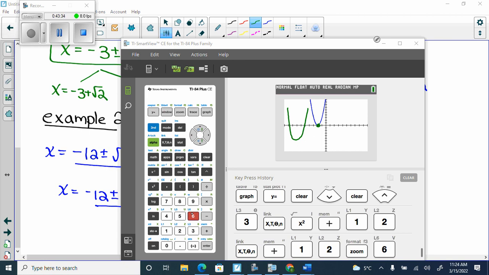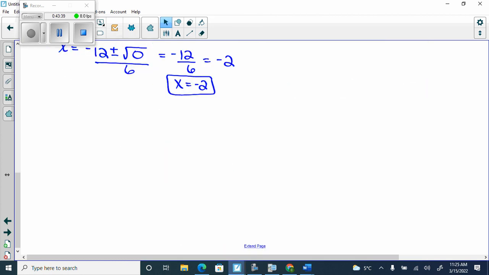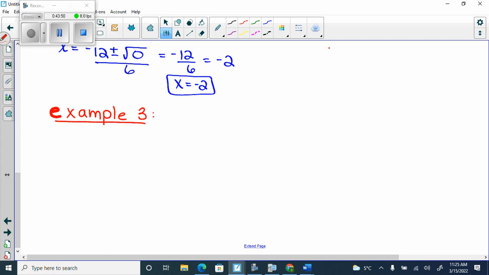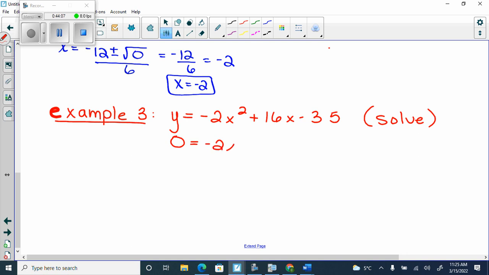Okay, let's talk about the last option we could have. You're going to try this one. Example 3. Y equals negative 2x squared plus 16x minus 35, and I want you to solve it. So you're going to turn your y into a 0. I want you to use the quadratic formula for this one as well. You couldn't factor it even if you wanted to.